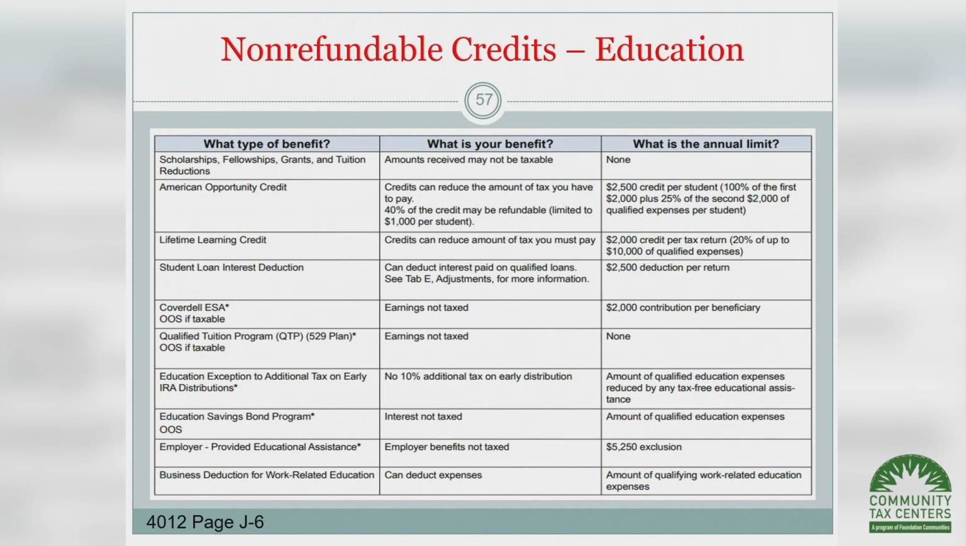What's the annual limit? $2,500 credit per student. 100% of the first $2,000 plus 25% of the second $2,000 of the qualified expenses. So when you get your W-2s and your 1098-Ts for school, if they indicate on their intake sheet that they went to school, the 1098-T is the second thing we want to see, because we want to ask: what happened when you went to school? How much did you pay? Did you have any scholarships, grants, Pell Grants? That will all be indicated on the 1098-T form.